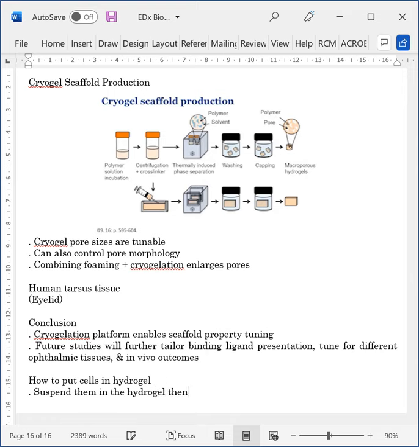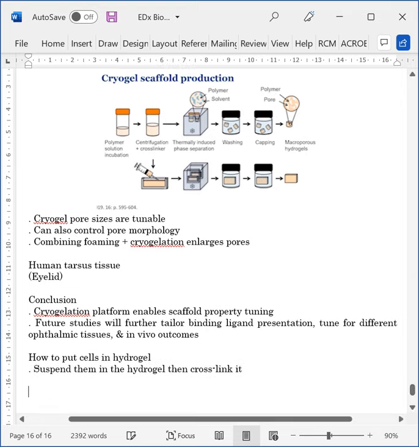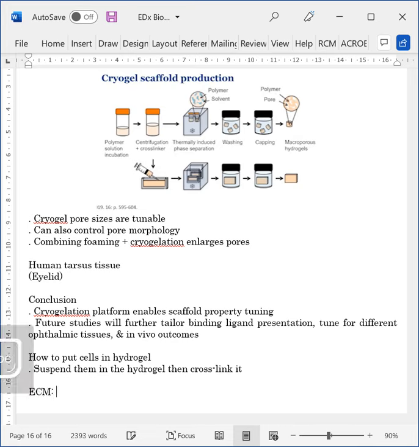I wonder what they make the scaffolds out of. Okay, so in the body, cells are surrounded by something called extracellular matrix. So a common choice for the material is biopolymers that are naturally occurring in the human body.